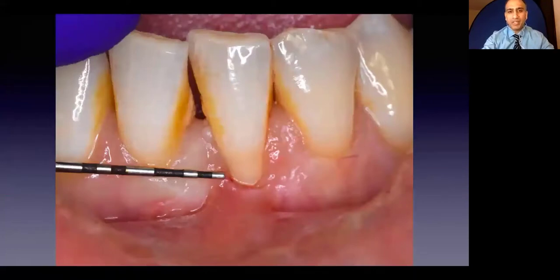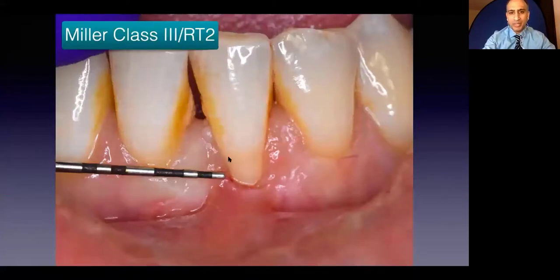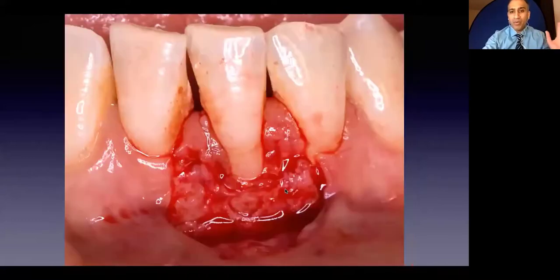Here's another case where we diagnose as a Miller class 3 because there's loss of interproximal tissue, and an RT2 recession because we can see the CEJ present. Here, there's almost no keratinized tissue. We have a shallow vestibule. We have thin marginal tissues that are inflamed. We prepare our recipient site, once again, split thickness, and I want to have at least 3 millimeters of horizontal incisions here so that I can get good blood supply to the graft from these papilla.